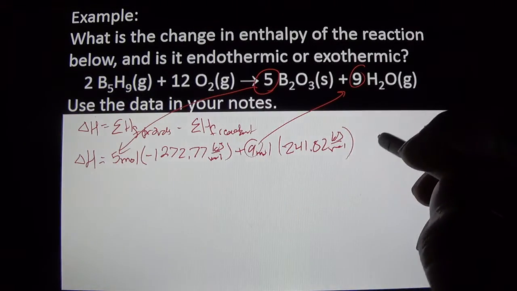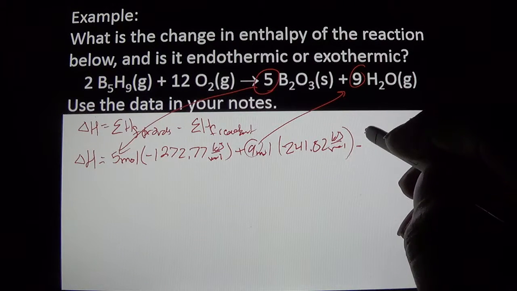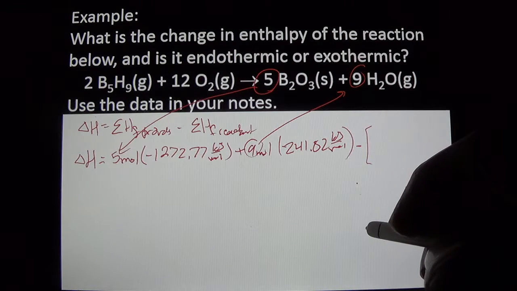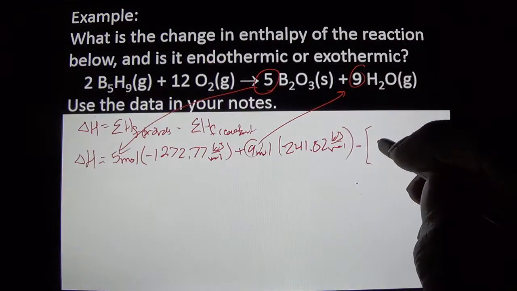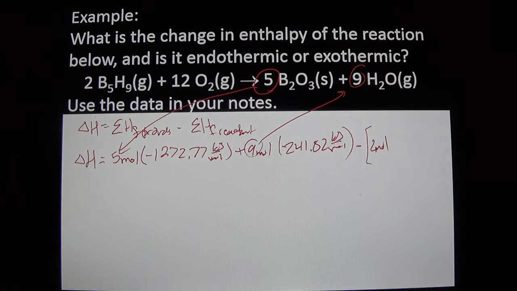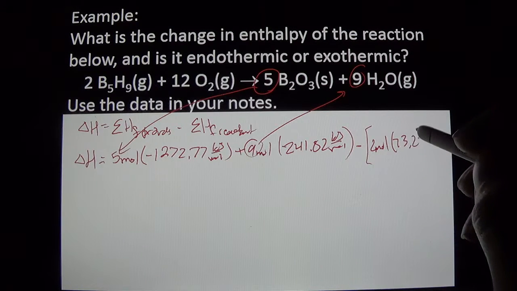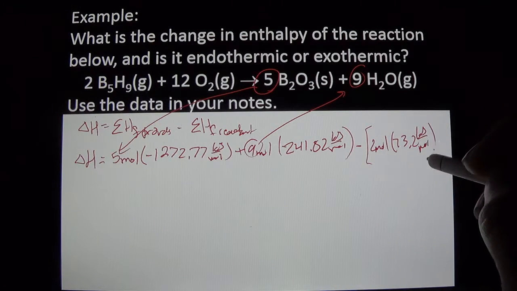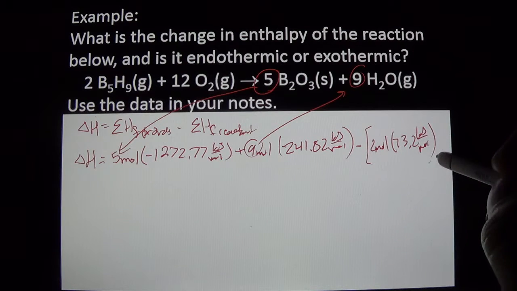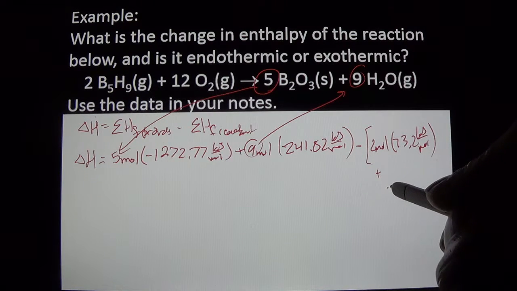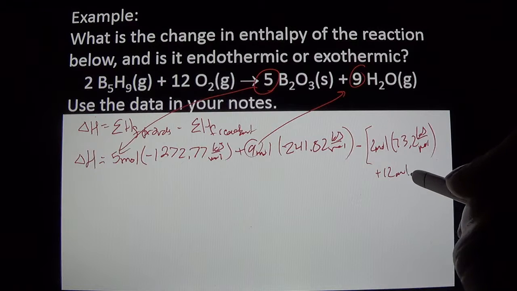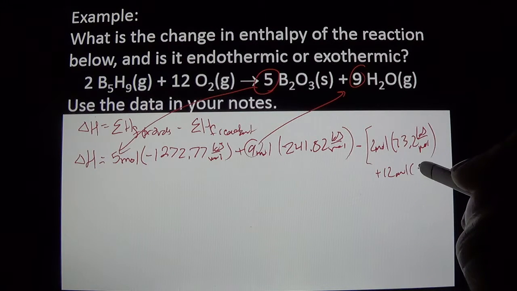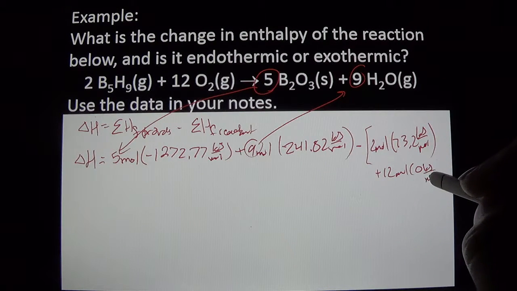Those better match. And I'm going to subtract the sum of my reactants. Well, my first reactant, I have 2 moles of B5H9. And 2 moles of B5H9 is 2 times a positive 73.2 kilojoules per mole. And I'm going to add to that 12 moles of oxygen, and oxygen is 0.